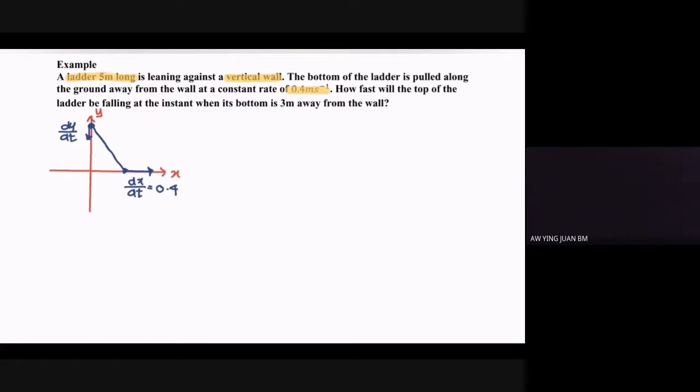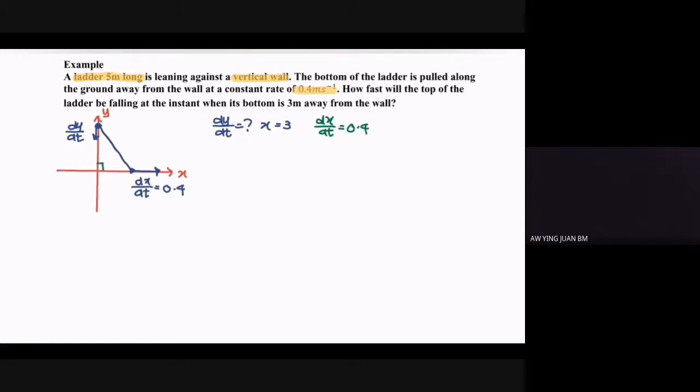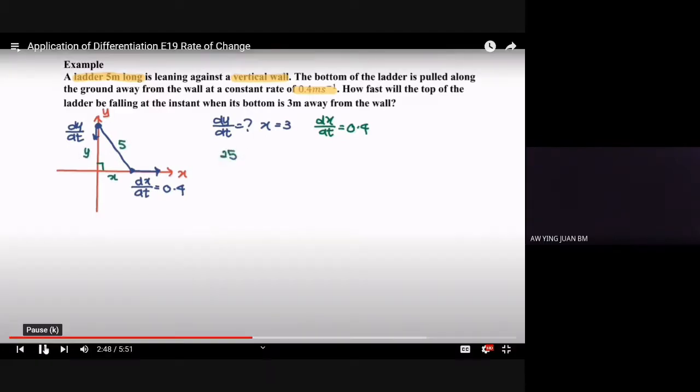How fast will the top of the ladder be falling at the instant when its bottom is 3 meters away from the wall? So dy dt becomes our focus when x is equal to 3. Here we have the information: dx dt is equal to 0.4. Kindly have the equation. Here we notice that we have a right angle triangle. Try to have the situation where we have y and x and here we have 5. By using the Pythagoras theorem, we have 25 is equal to x.